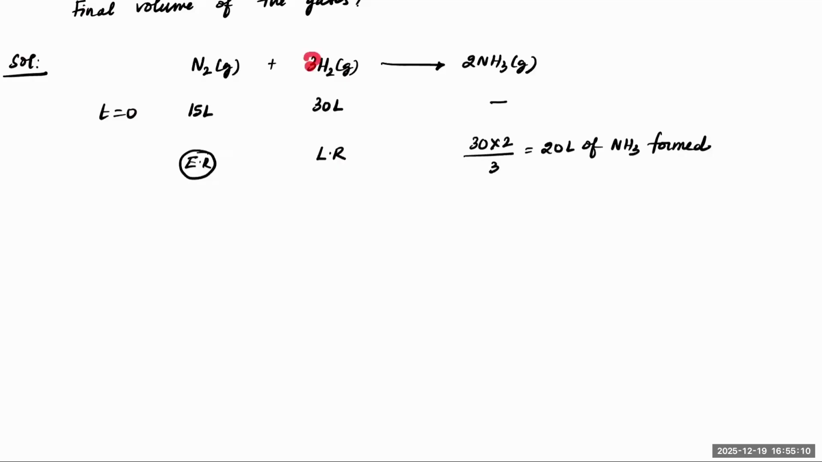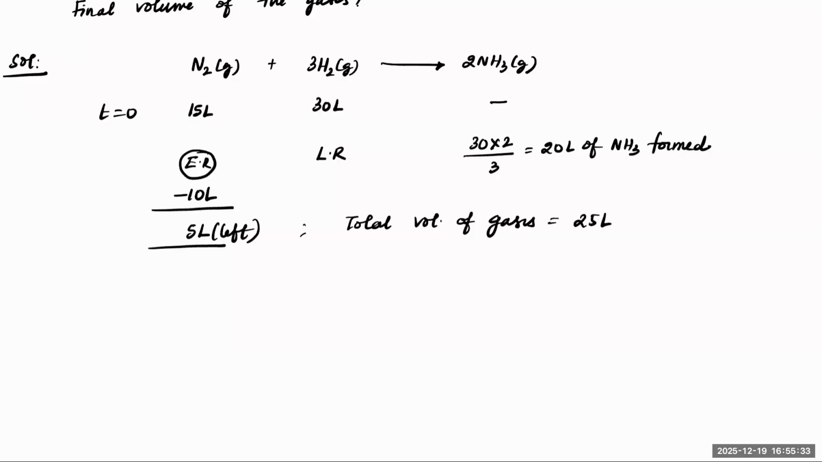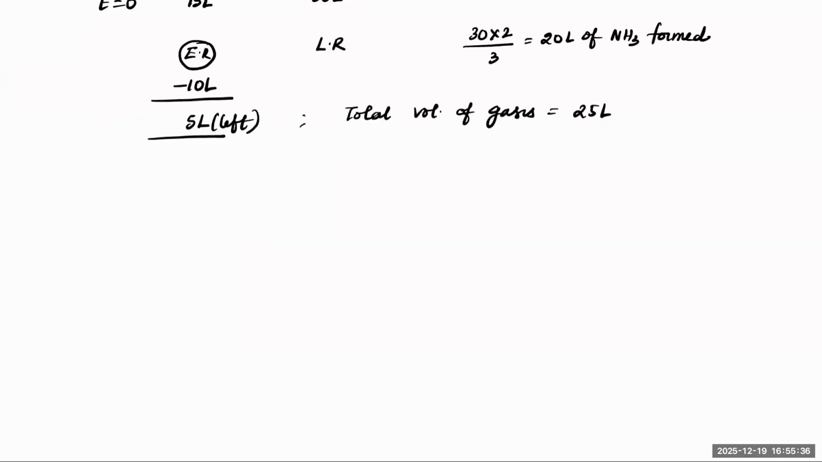For every 3 moles, 1 mole is required. So for 30 moles, how much is required? 10 moles is required. So 10 liters is the used one. So how much is left over? 5 liters is the leftover part. So therefore, total volume of gases will be equal to 25 liters. Okay. 25 liters is the volume of the gases. What if I ask you, Yoshi, what is the average molecular weight of the mixture of gases?